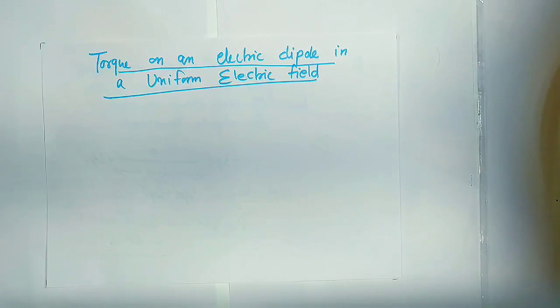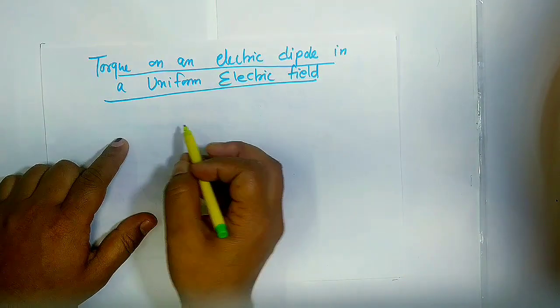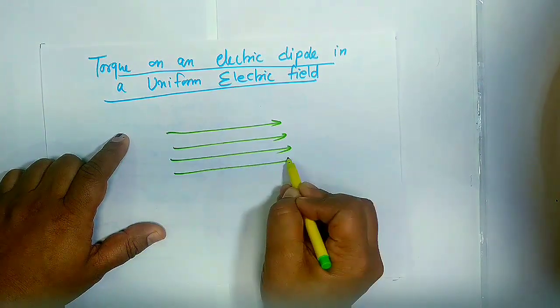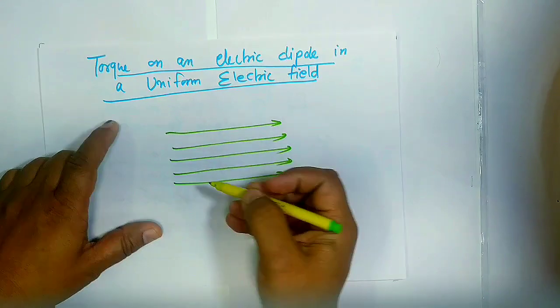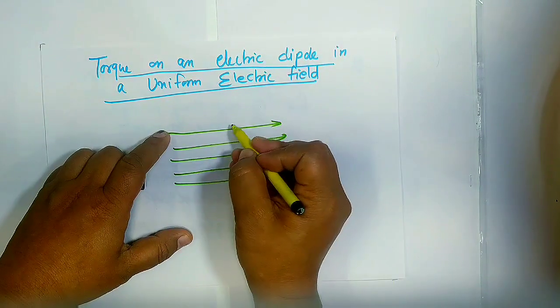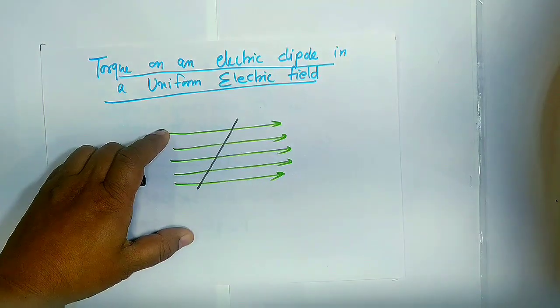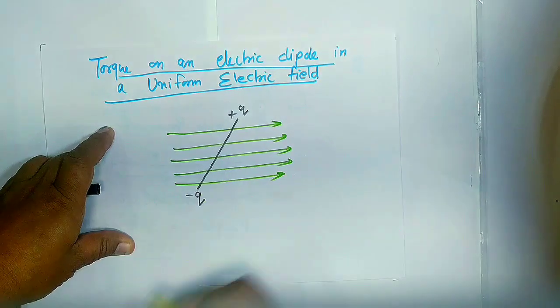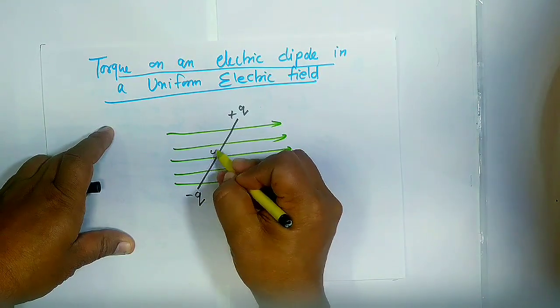Very simple. When you are going to calculate it, say the electric field lines are given like this. So these are the electric field lines. This is a uniform field, and we want the torque produced by it on the dipole. The dipole is given like this. Now this is plus Q, this is minus Q, and this is the center of the dipole.